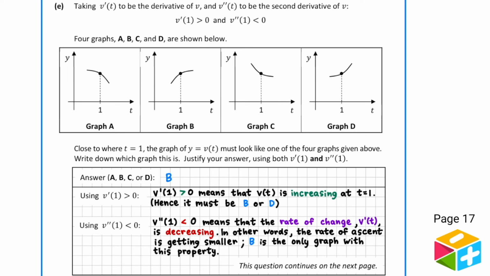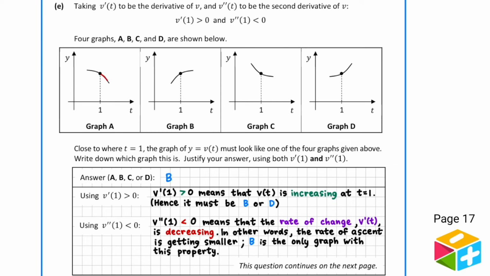In part E, we are provided with some information. V dashed of 1 is greater than 0, and V double dashed of 1 is less than 0. We are presented with 4 graphs, and we must determine which of these V of t must look like. The derivative V dashed represents the rate of change of V. Since V dashed of 1 is greater than 0, this means that we have a positive rate of change. In other words, V of t is increasing at t equal to 1.